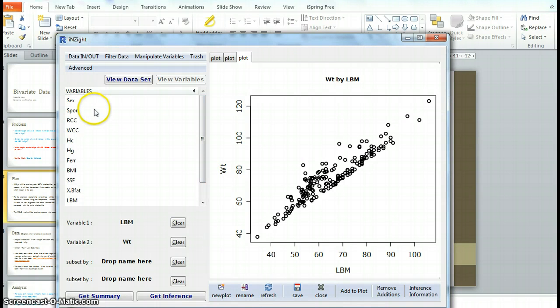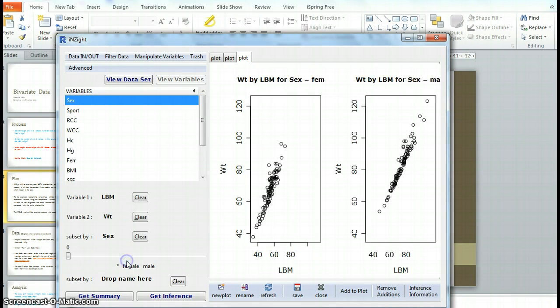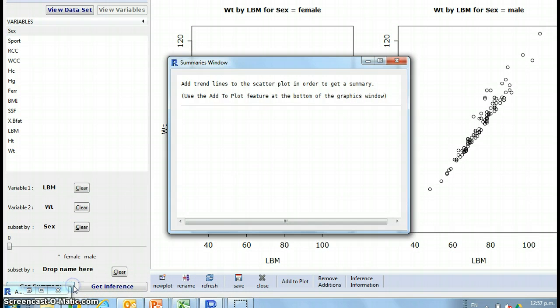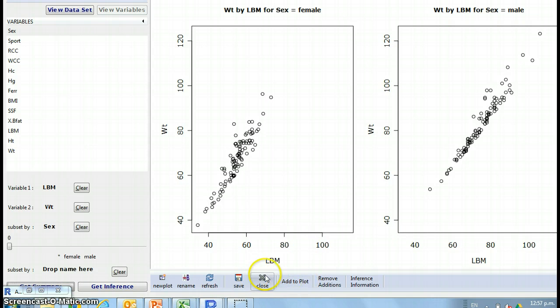The next thing I want to do is split, use a third variable, a subset, and split it by gender. In other words, I've got all the male athletes on your right and all the female athletes on your left. If I click Get Summary, hopefully this works. It's not working because I haven't got a straight line on it. Add to plot. Yeah, it's not working.